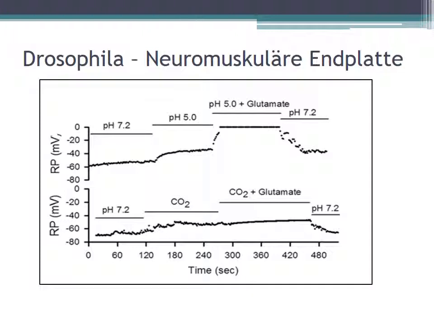Once we go back to the pH of 7.2, we can see that the resting membrane potential is going back. It repolarizes again, so we can wash out this effect. When you look at the resting membrane potential concerning the CO2, you can see that at pH 7.2 we again have a resting membrane potential of about -60 millivolts. Once we add the CO2, we have a depolarization here.